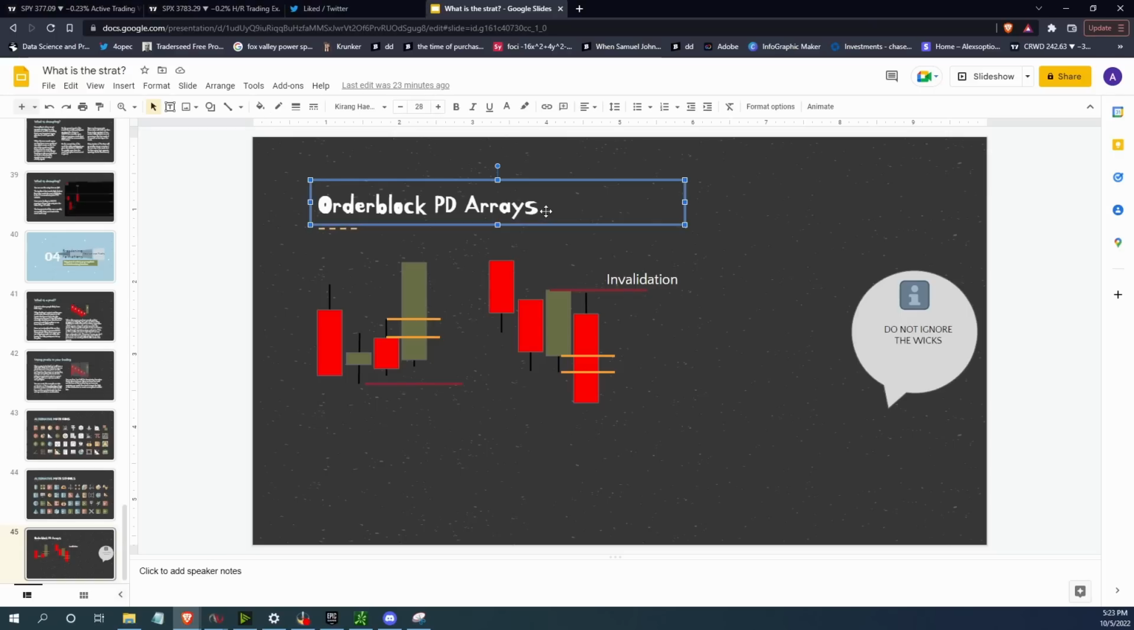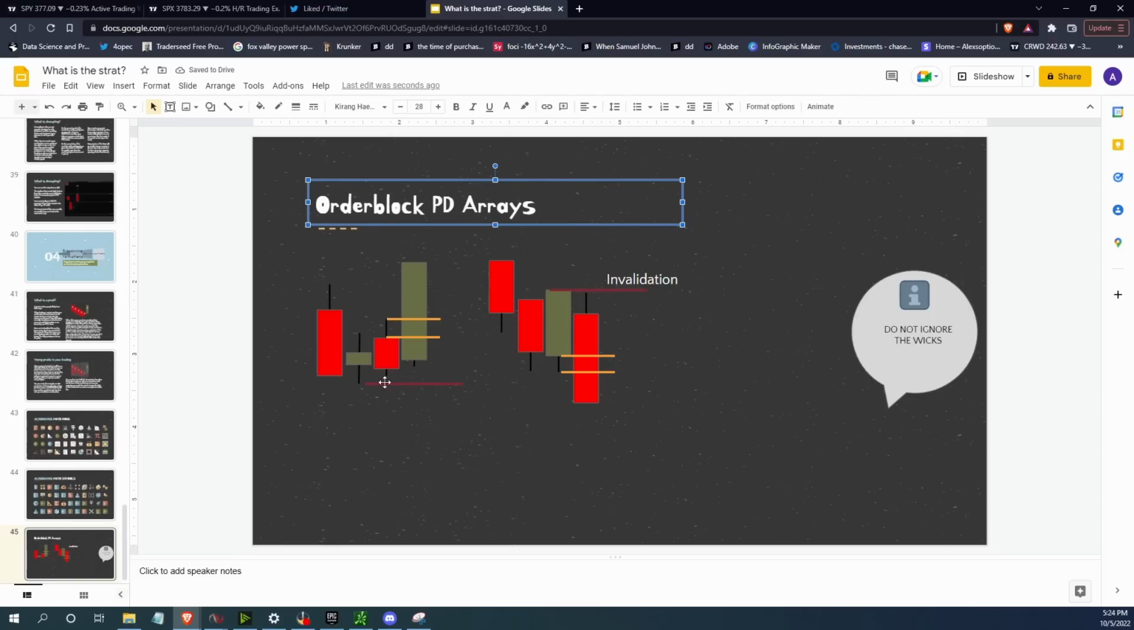So first of all, PD arrays, all that is going to be sets of candles that give you bullish or bearish order blocks or bullish or bearish fair value gaps, etc. In this case, we're focusing on order blocks. I just felt I should point it out, a lot of people get confused with that word. What we're looking at here is just simple PD arrays.